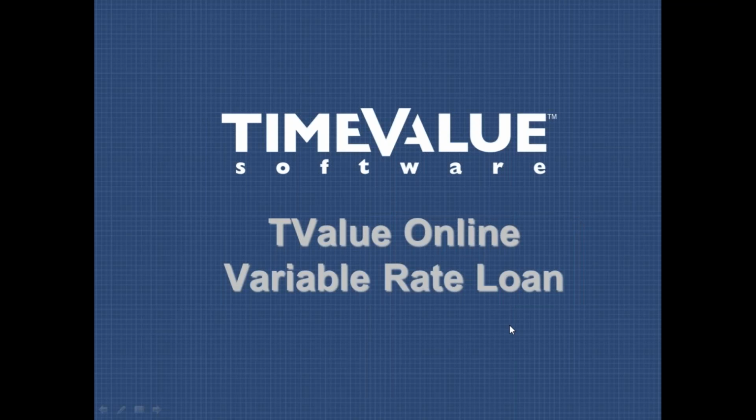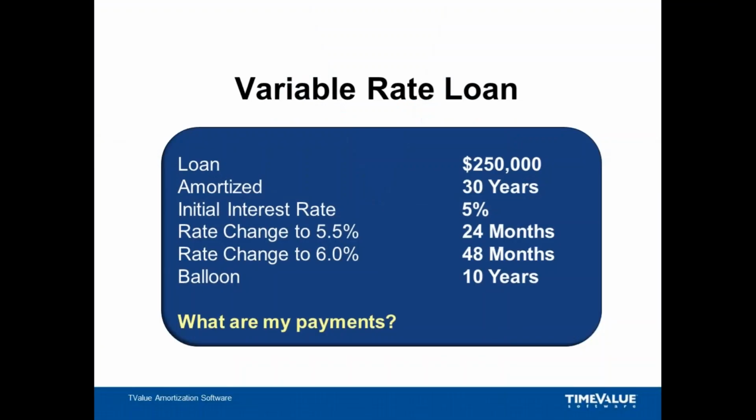In this video, we will demonstrate how to structure and calculate the payments for a variable rate loan. The assumptions that we'll use for this calculation will be that we have a $250,000 loan amortized over 30 years at 5%. But then after 2 years, that rate bumps up to 5.5%.